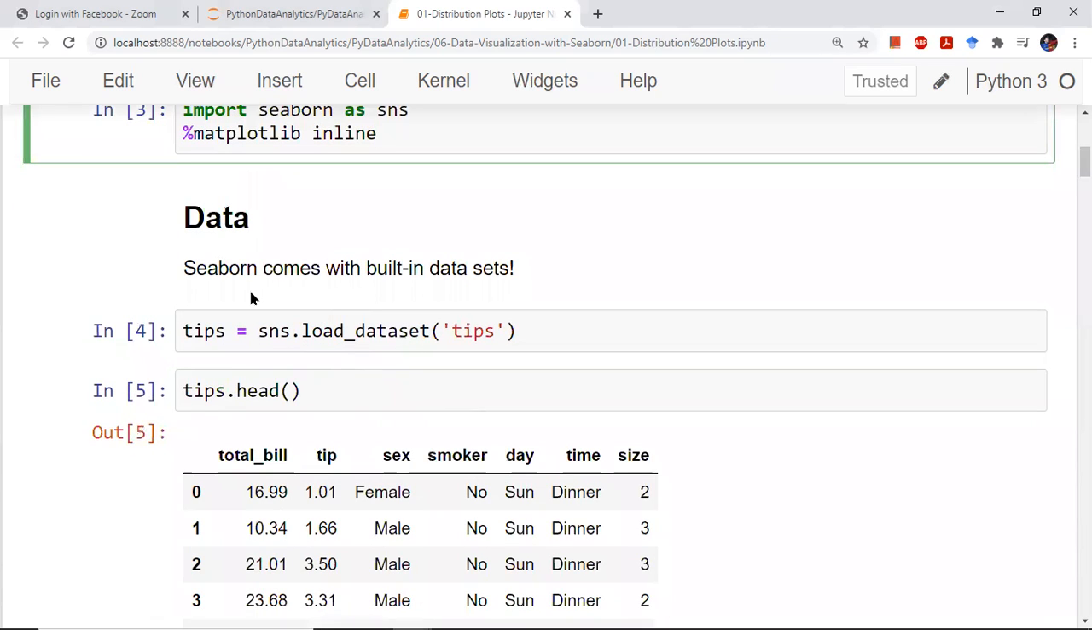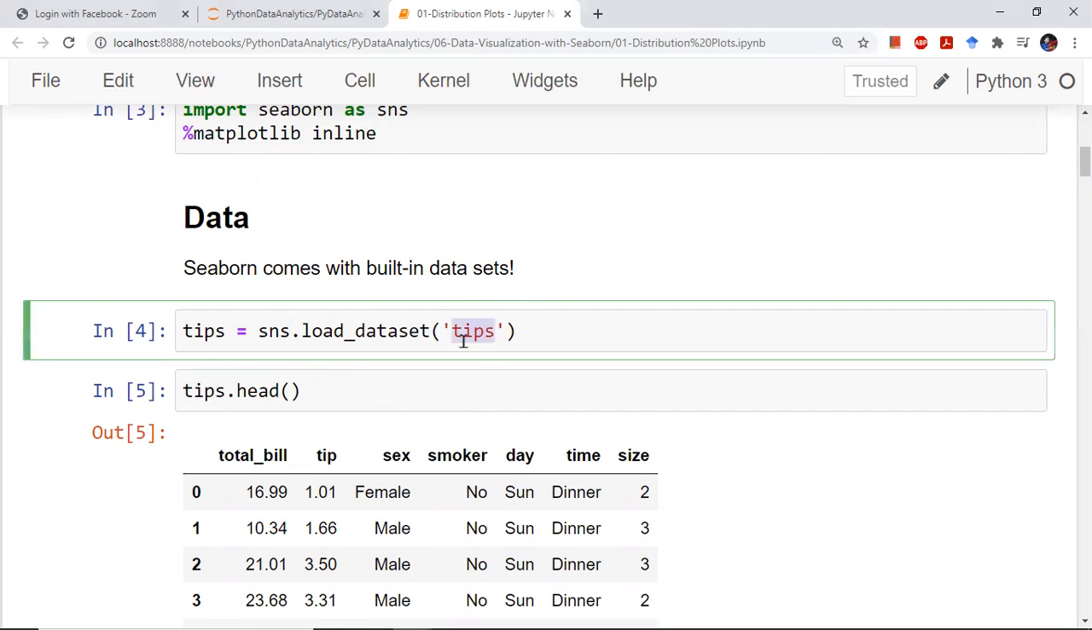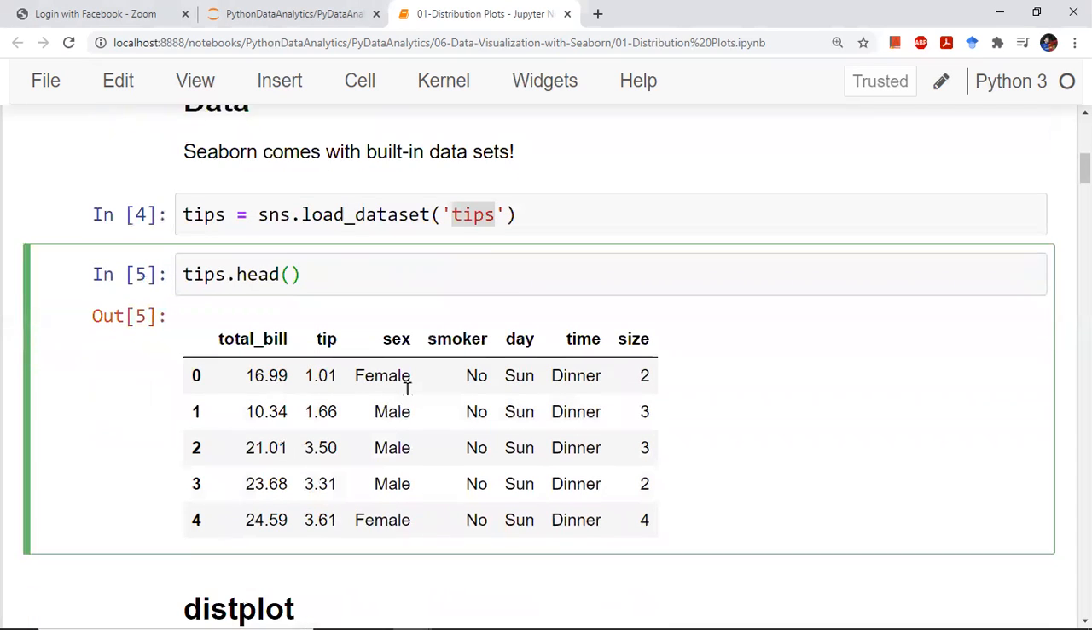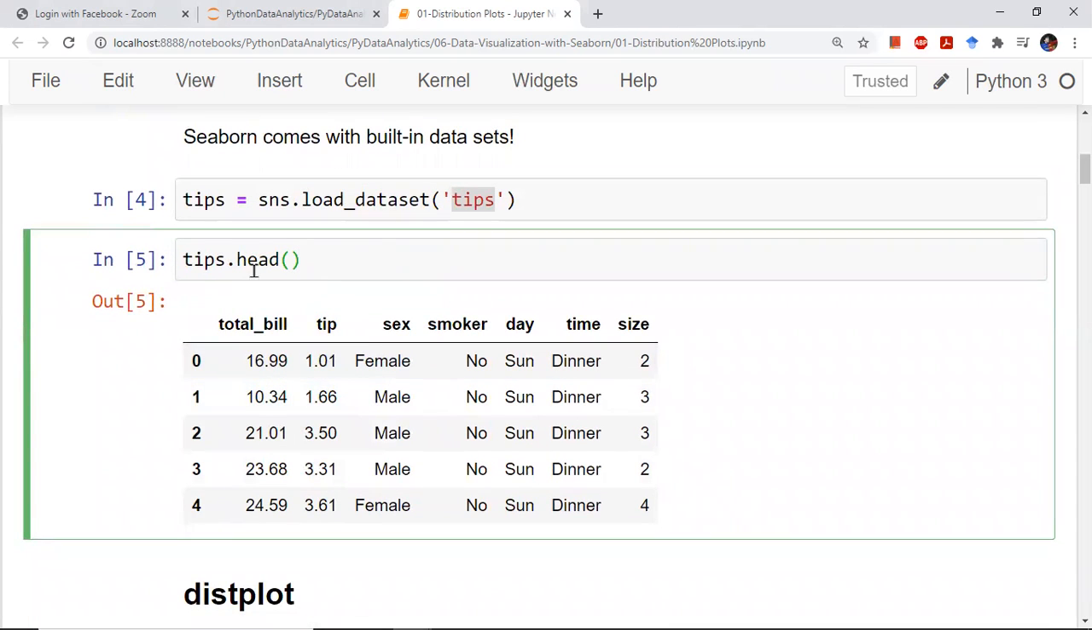The Seaborn library comes with built-in datasets for practicing and learning. When you import Seaborn, there are some datasets which come pre-installed with the library. There is a dataset called tips. We create a variable and store the dataset by using SNS dot load dataset, passing the name of the dataset, tips, as the argument. Now let's look at the head of our data, to see what it looks like.